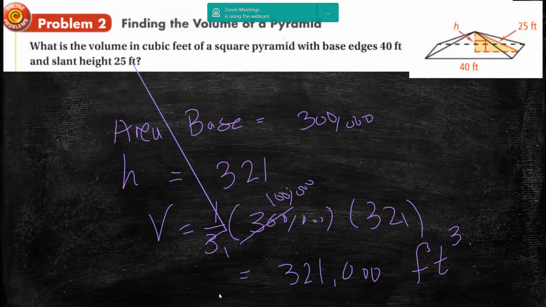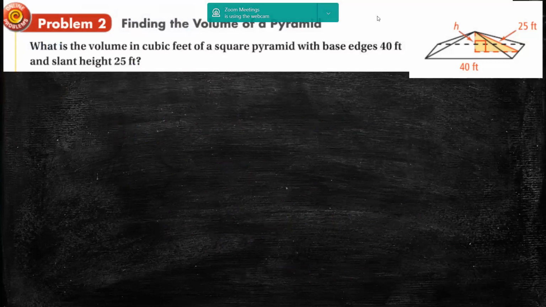Now, let's find the volume of a pyramid, but the height is not given. They give me the slant height. What is the volume in cubic feet of a square pyramid with base edges of 40 feet and a slant height of 25 feet? So they give me that.